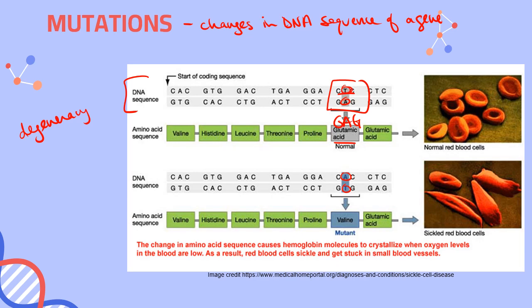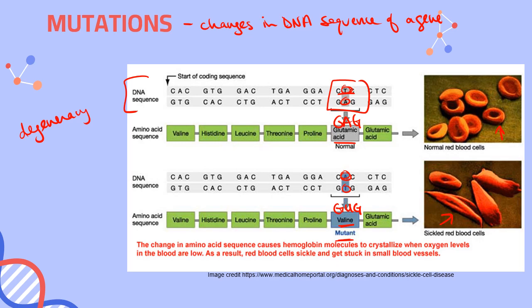However, if that T flips to an A, then my codon is now GUG instead of GAG. And this is going to result in valine as the amino acid in this position of the hemoglobin protein. This mutation causes the shape of hemoglobin, especially in environments of low oxygen, to morph the shape of our red blood cells into these sickle shapes instead of these frisbee shapes.